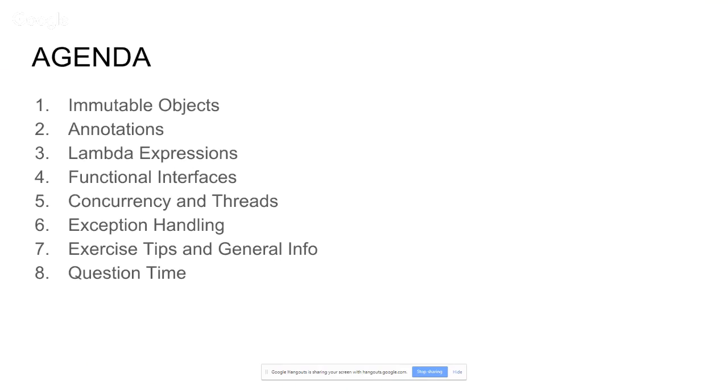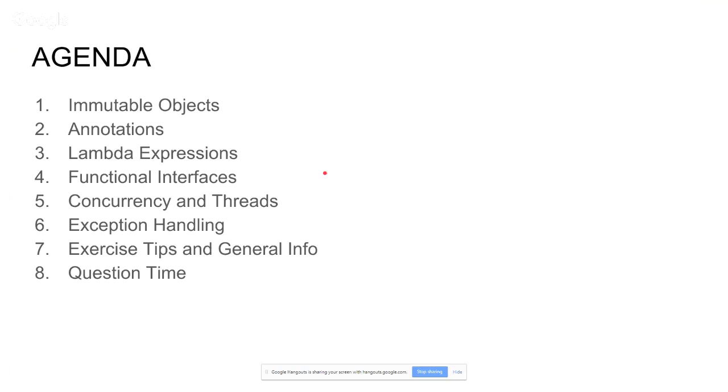This will be your agenda. First, we're going to talk about immutable objects. Second, annotations. Third, and we are going to focus on this, lambda expressions. Just give me a second, I will get my pointer. Okay. And fourth, functional interface. Third and fourth are related, so we'll be discussing these two points. Concurrency and threads will be number 5. Then exception handling, exercise tips, general info, and question time.